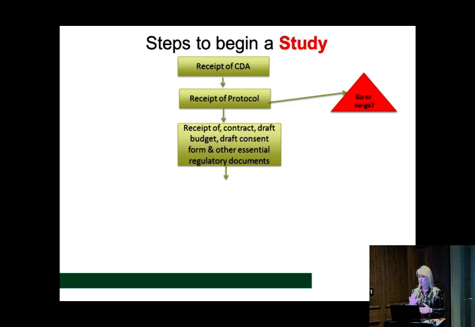Then after you've decided you want to move forward, you're going to ask for your draft budget, your draft consent form, and your other essential regulatory documents. At this point, what you can do is really drill down into what's required for the budget. You also can take a look at the consent form versus the budget, because whatever you're doing in the budget needs to be represented in that consent form for the patient.